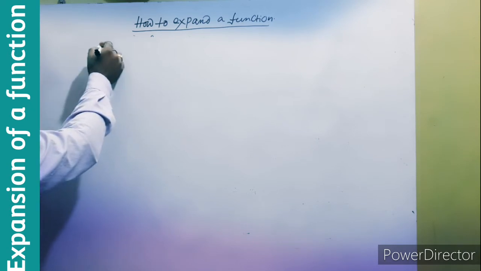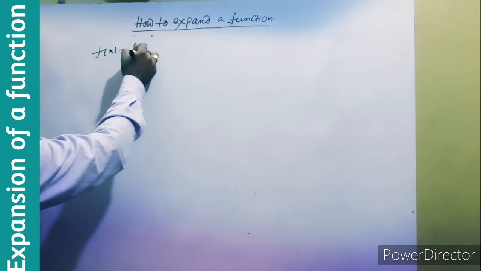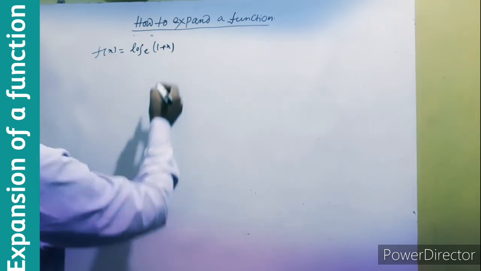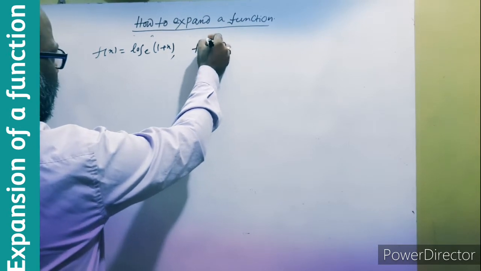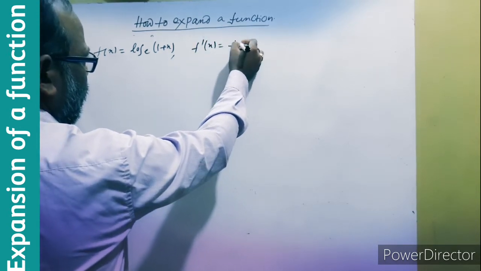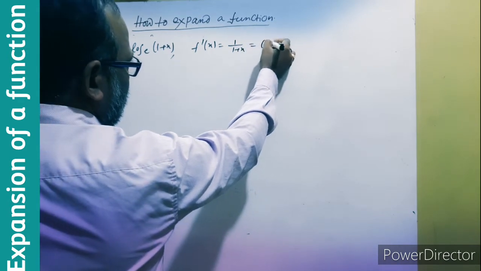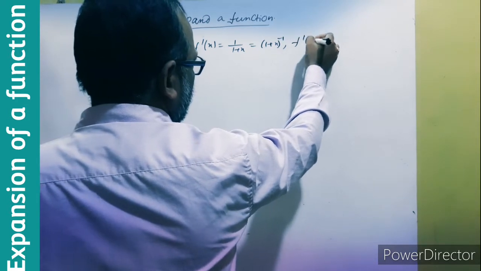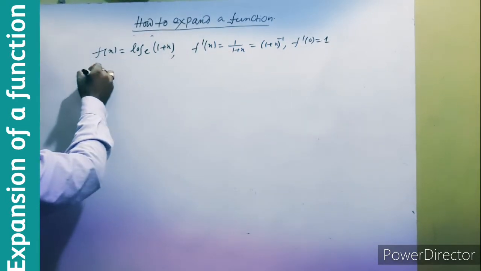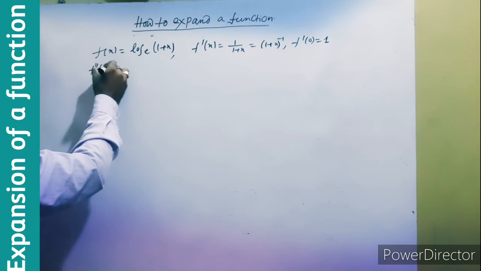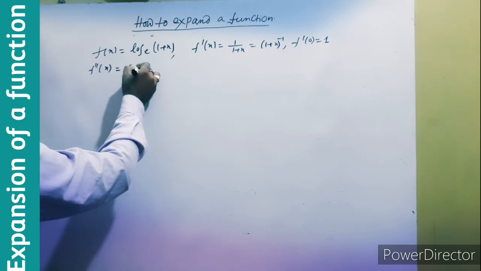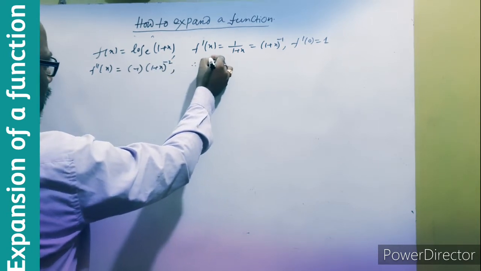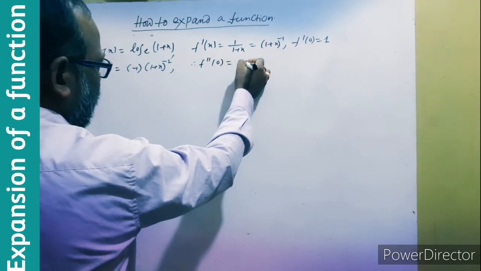For that, f of x is equal to the general logarithm to the base a, as here. If we differentiate, we get 1 by 1 plus x, that is 1 plus x to the power minus 1. Therefore, at 0, we get 1. If we differentiate again, f double dash x is minus 1 times 1 plus x whole to the power minus 2. Therefore, f double dash 0 will be minus 1.